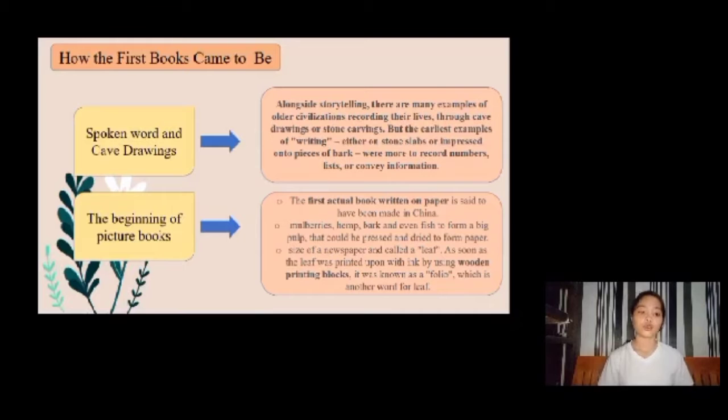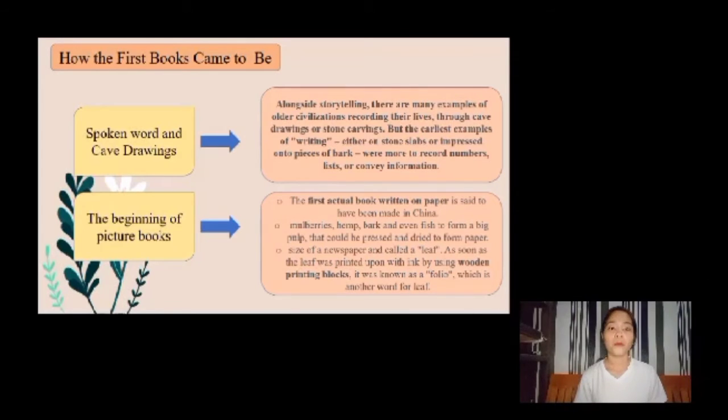The first actual book written on paper is said to have been made in China. Mulberries, hemp, bark, and even fish were used to form a big pulp that could be pressed and dried to form paper. So these are the things that were used to make paper, so that the writing material changed from hard carvings into soft writings.